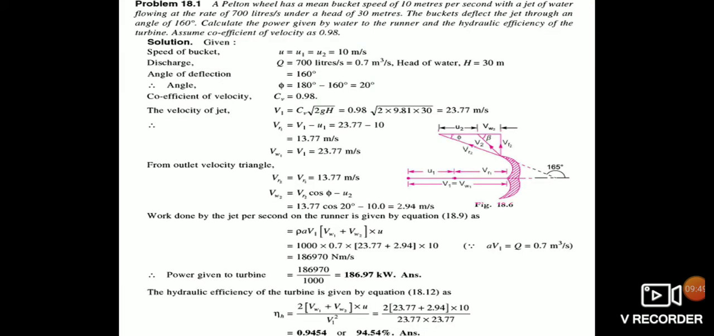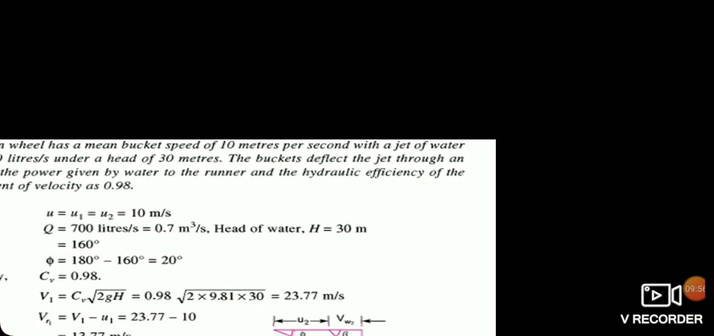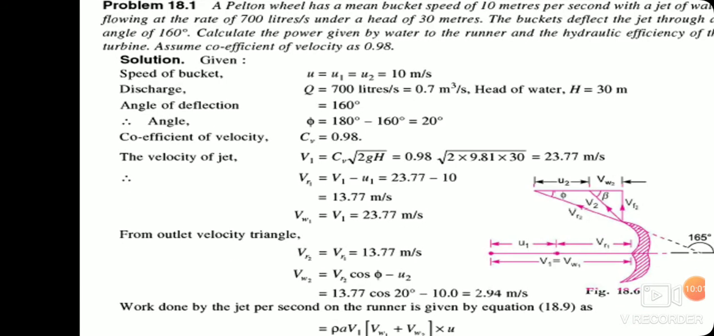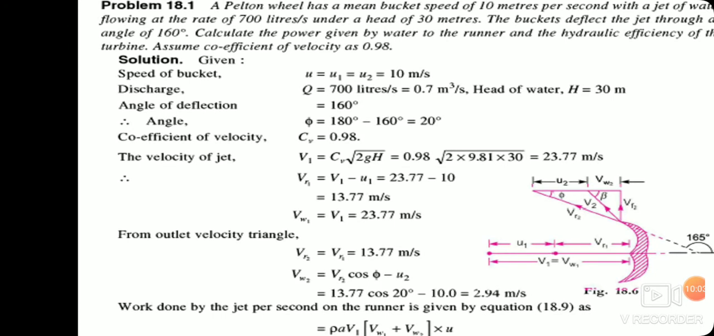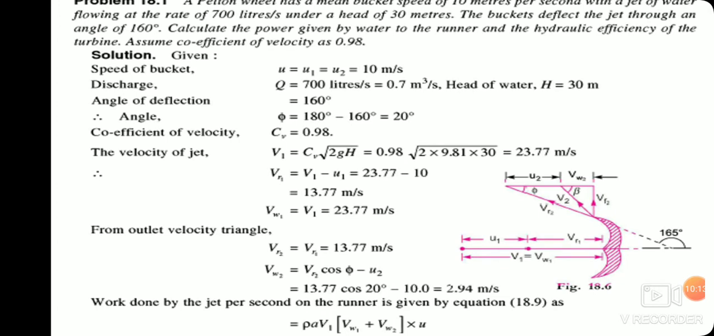Now we'll go for one example of the Pelton turbine. I will read the numerical quickly. A Pelton wheel has a mean bucket speed of 10 meters per second with a jet of water flowing at the rate of 700 liters per second under a head of 30 meters. The bucket deflects the jet through an angle of 160 degrees. Calculate the power given by the water to the runner and the hydraulic efficiency of the turbine. Assume the coefficient of velocity Cv is equal to 0.98.